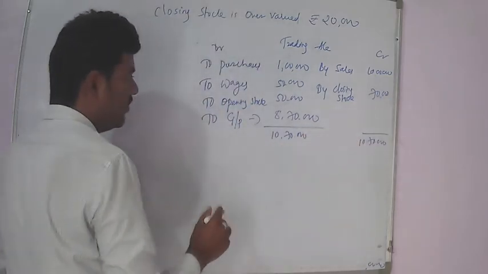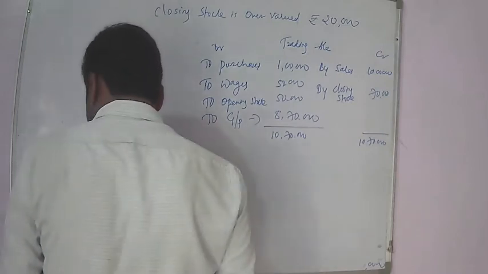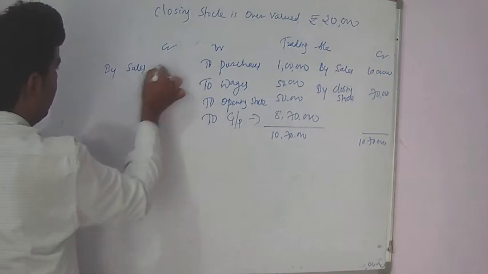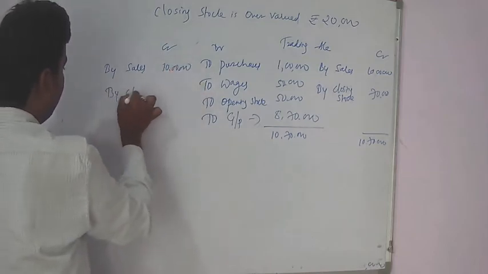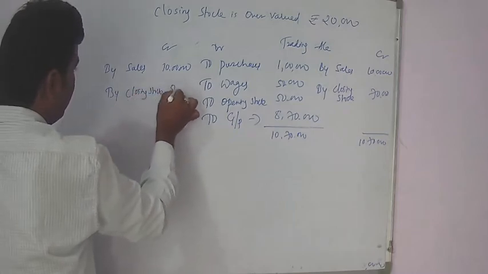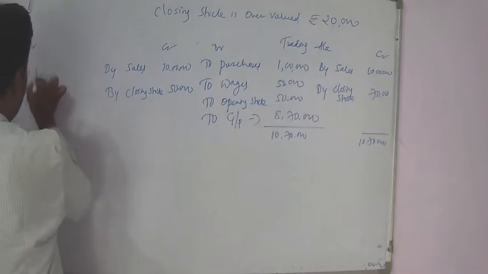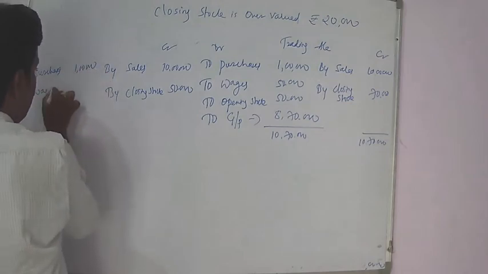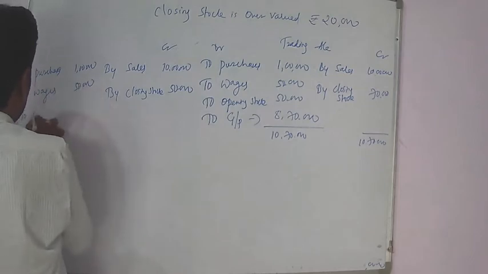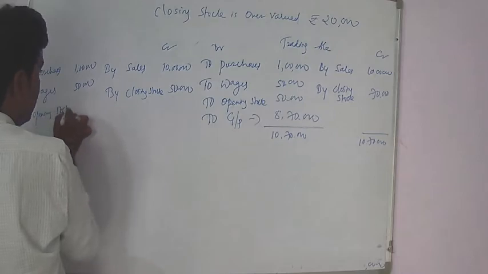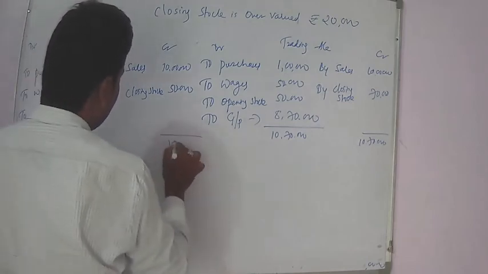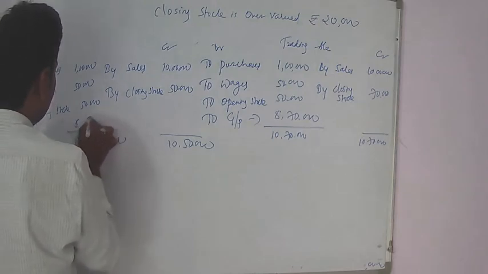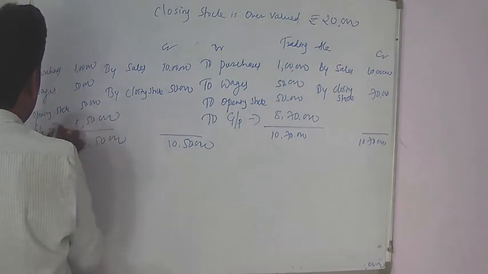If I consider only the real closing stock of 50,000, how will it affect? Debit, credit. By sales 10 lakh, closing stock 50,000; to purchases 1 lakh, to wages 50,000, to opening stock 50,000. Now let us calculate. It's 10 lakh 50,000 on both sides. What is the profit now? 8 lakh 50,000 is the gross profit.